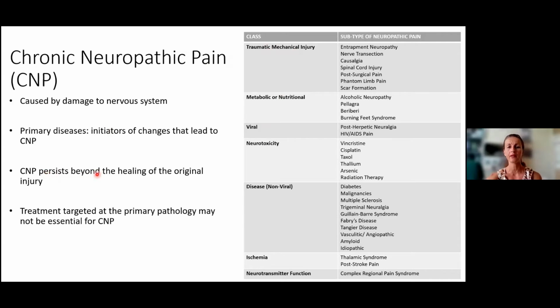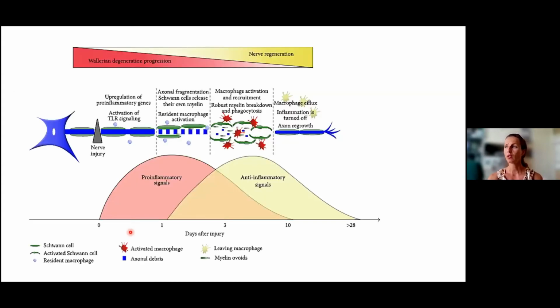As I say, this chronic pain persists beyond the healing of the original injury, and the treatment targeting the original pathology may not be essential for the chronic pain in those patients. So after the peripheral nerve injury, there is this initial response of our system with a strong inflammatory response to the original injury that takes a couple of hours, a couple of days, and it's followed by an anti-inflammatory phase that is related to the regeneration, as the peripheral nervous system has a certain ability to regenerate to a certain point.